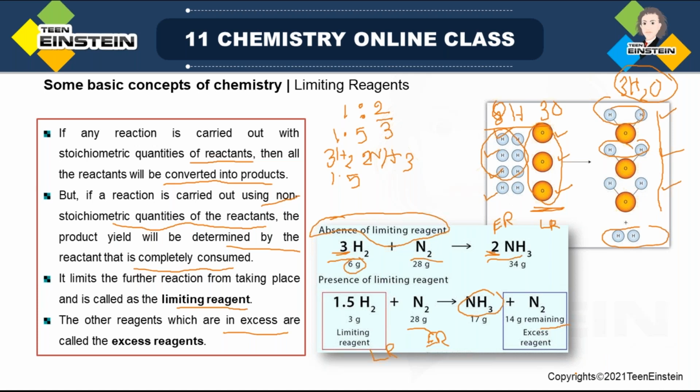So from 1.5 moles of hydrogen, we are getting only 1 mole of ammonia. Everything will now be half. In the previous case you were getting 2 moles of ammonia, now it will be only 1 mole of ammonia. And out of 28 gram of nitrogen, as only half is used, only 14 gram of nitrogen has been used. So that is why 14 gram will remain extra, and that is why it is the excess reagent.